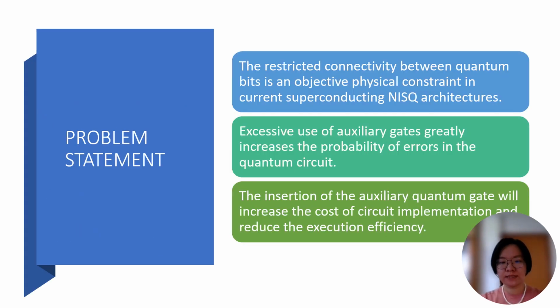Here is the problem statement. The restricted connectivity between quantum bits is an objective physical constraint in current superconducting NISQ architectures. Excessive use of auxiliary gates greatly increases the probability of errors in the quantum circuit, and the insertion of auxiliary quantum gates will increase the cost of quantum circuit implementation and reduce the execution efficiency.